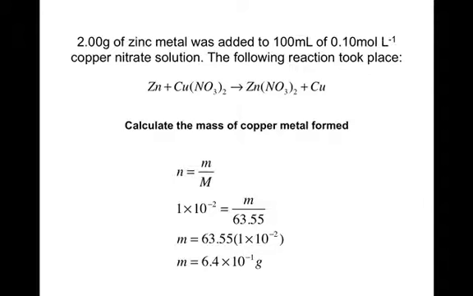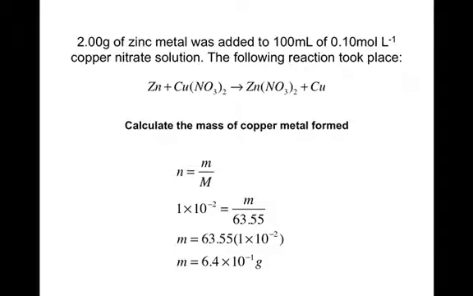So now we're asked to calculate the mass of copper metal formed. Again, we're looking at copper metal, so that indicates that we need to look at the solid formula. And to calculate the mass, we're going to look for the little m. So we know the number of moles is 1 times 10 to the negative 2, because that was our limiting reagent before. That's the number of moles that we actually had that reacted.